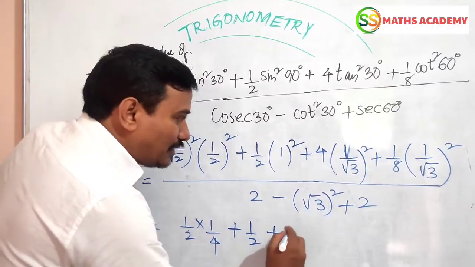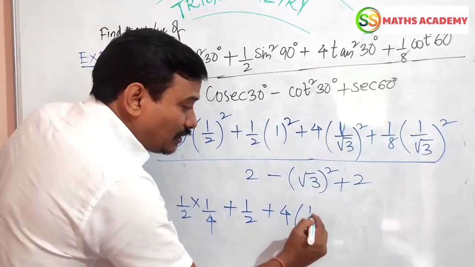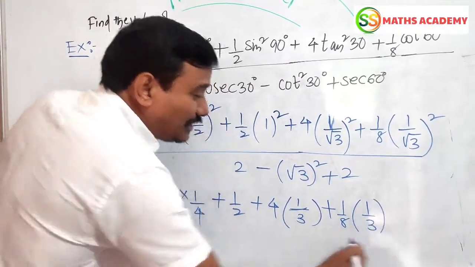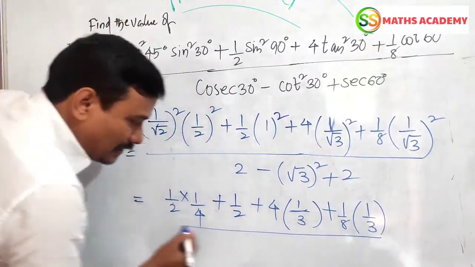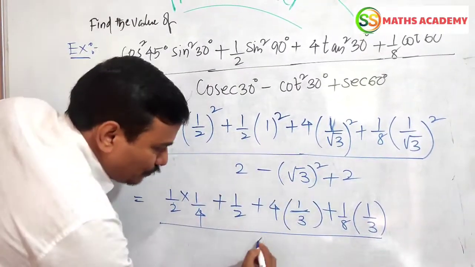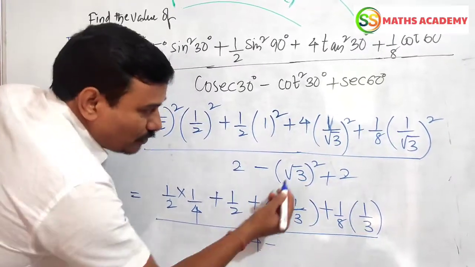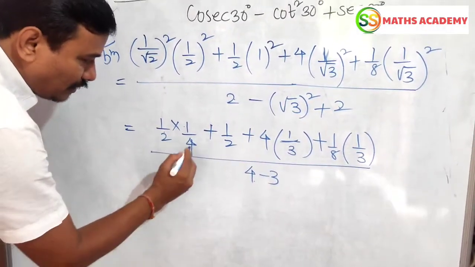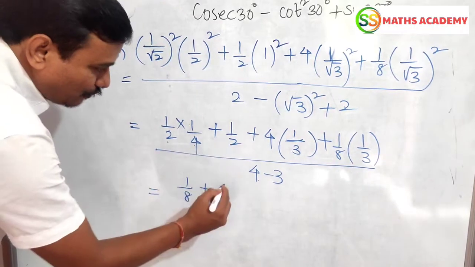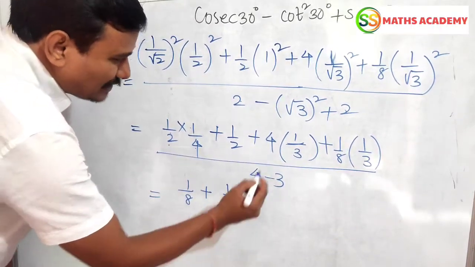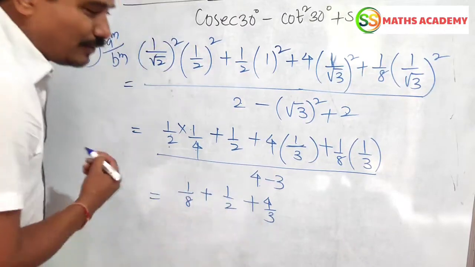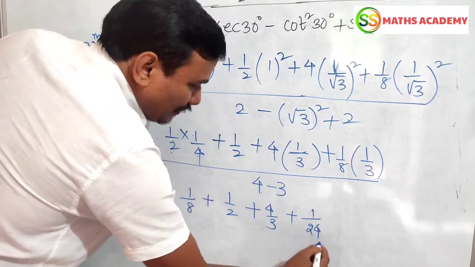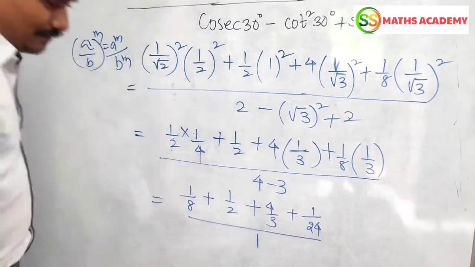1 by 2 only. Plus 4 into 1 by root 3 whole square, nothing but 1 by 3 only. Plus 1 by 8, 1 by root 3 whole square is also 1 by 3 only. Next, 2 plus 2, 4. Root 3 whole square means 3. Next, 1 into 1, 1. 2, 4, 8. Plus 1 by 2 only, plus 4 by 3 only, plus 1 by 24.